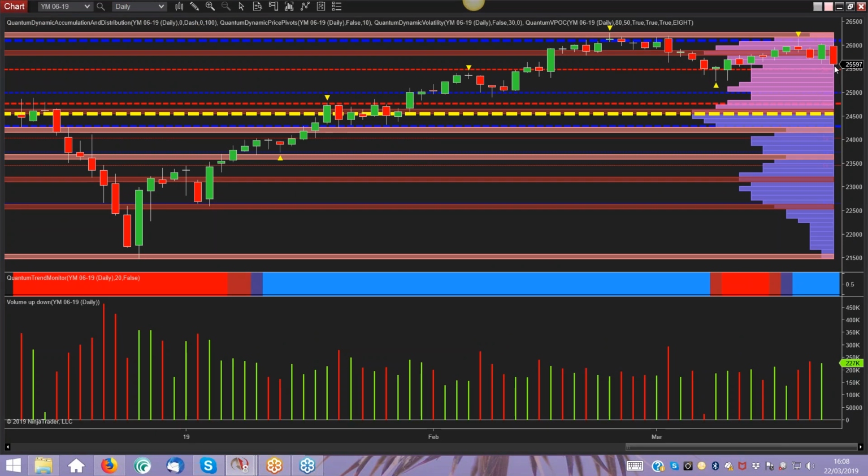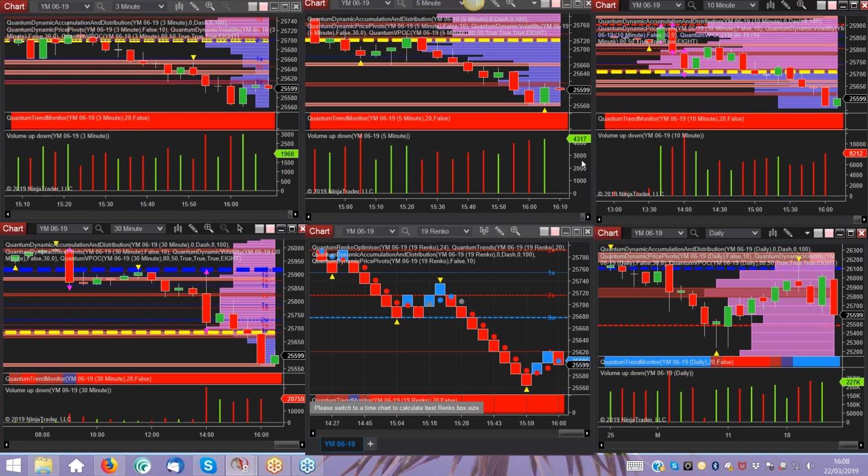It's on the daily. We've now taken out all of the gains of yesterday, so we've now got a big bearish engulfing candle developing, overlaying yesterday's price action.